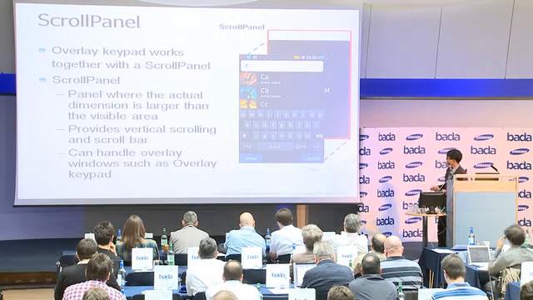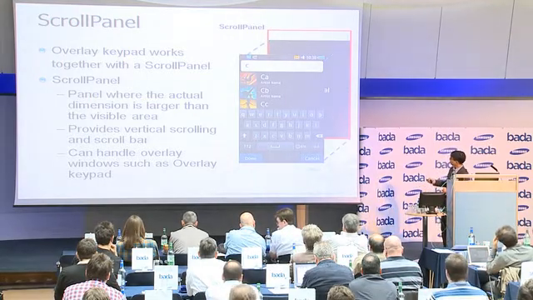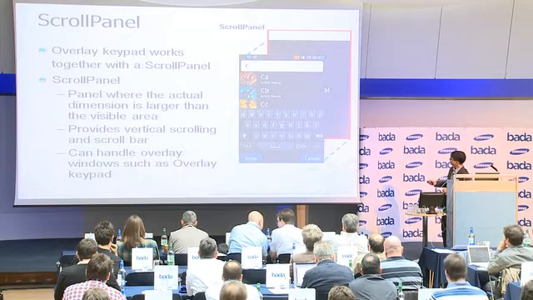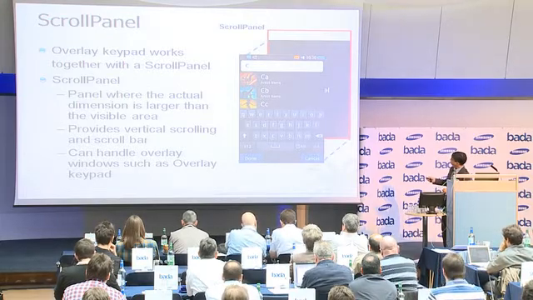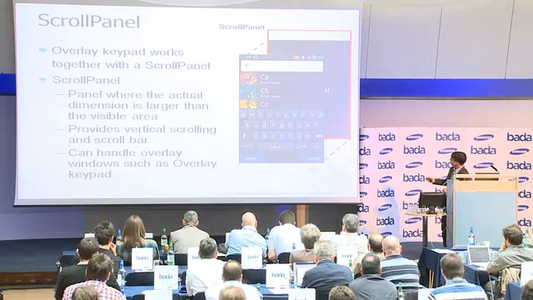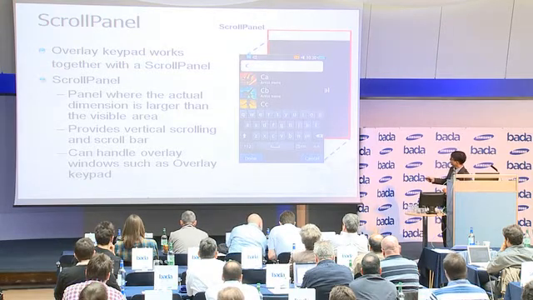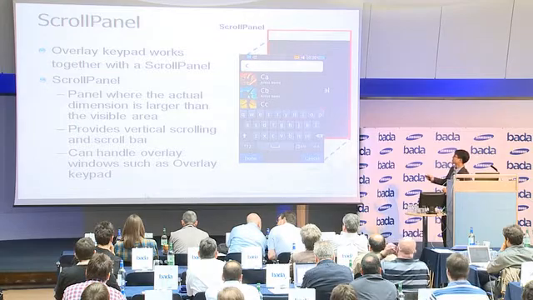So you have to remember that you want to make sure that the scroll panel fits the full client area. If the scroll panel went down to, say, about this point here, then the overlay keypad would start coming up from this point. So you would have less of a client area.